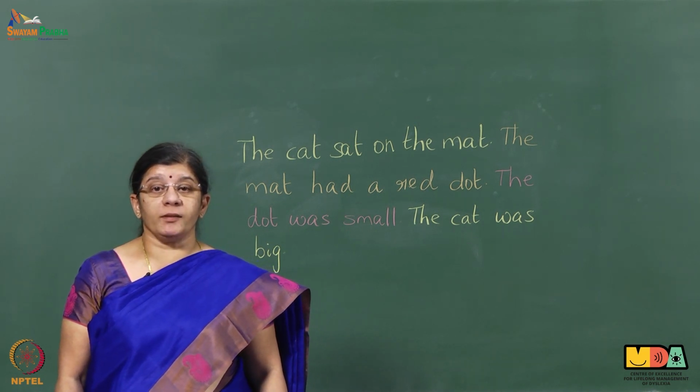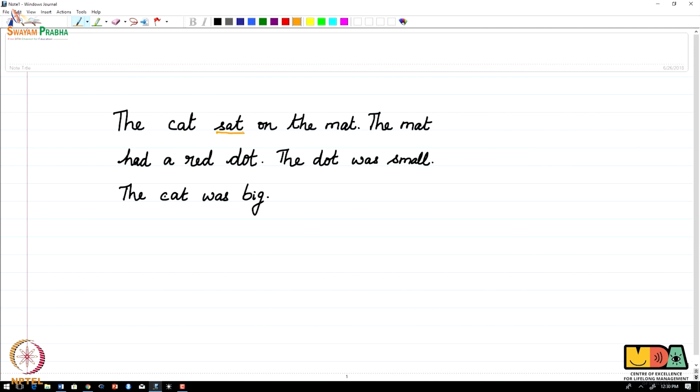The child can be encouraged to copy in phrases. Find the verb, write V under it. Now start cradling before and after the verb. The cat sat on the mat. In the next line, underline the verb, write V under it. Now cradle before and after. The mat had a red dot. Write V under it. Then cradle. The dot was small.